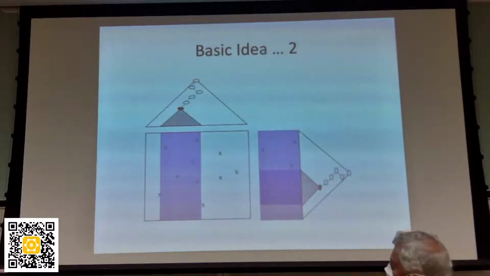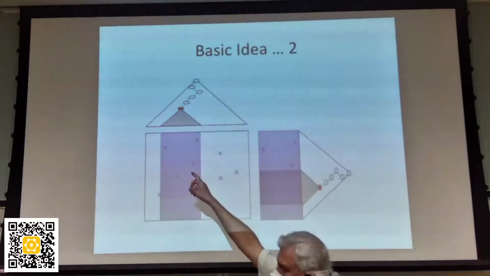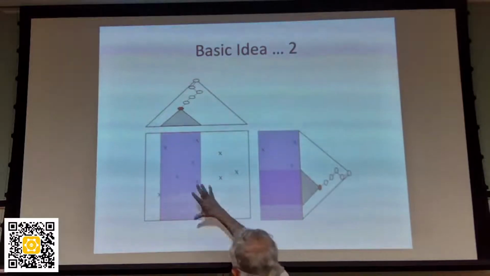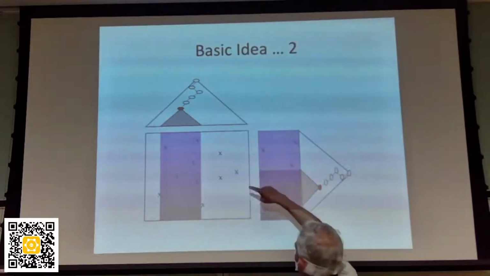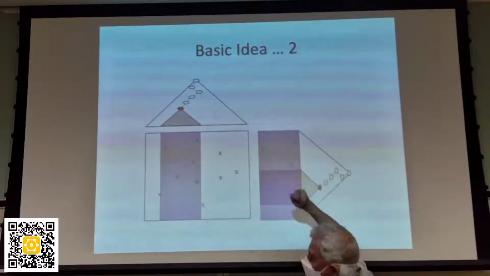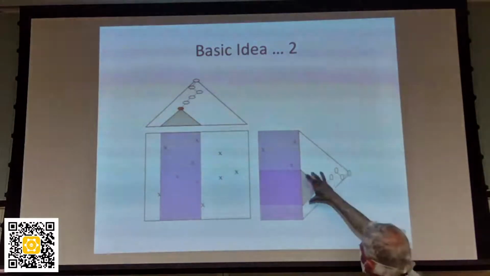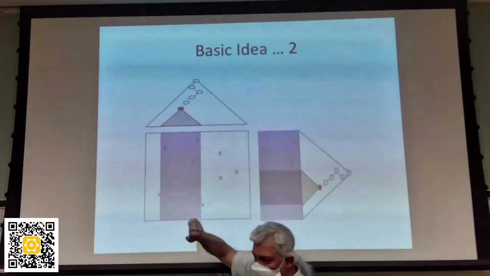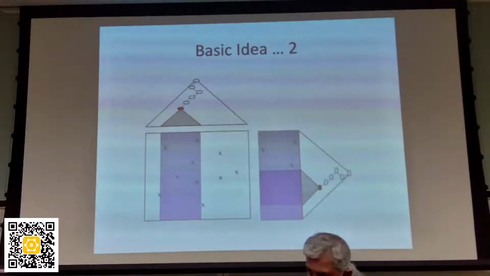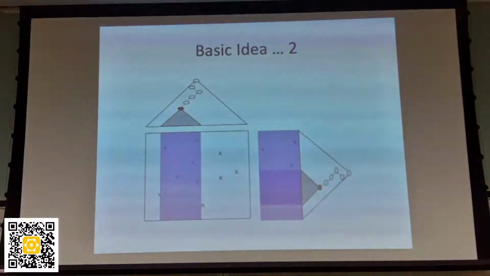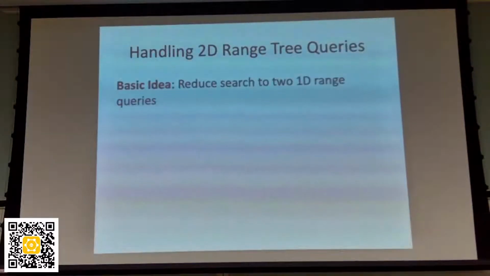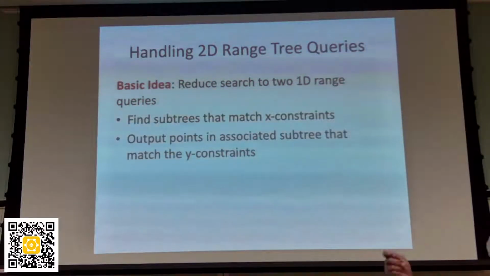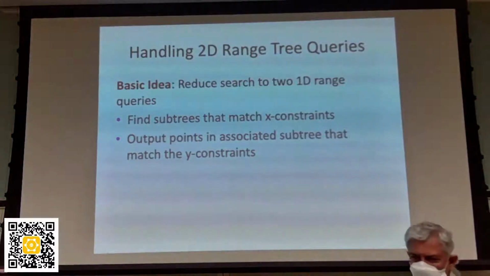Pictorially, this is what it looks like. I have that x tree. Every subtree corresponds to a range. Within here, for that node, I'll go to its appropriate y tree, and I'll focus on a certain y range, and that'll give me all these points that are in this strip. Cool? Okay. So the basic idea is first you do the x constraints, then go to the y tree, and then apply the y constraints and find the nodes that you want.